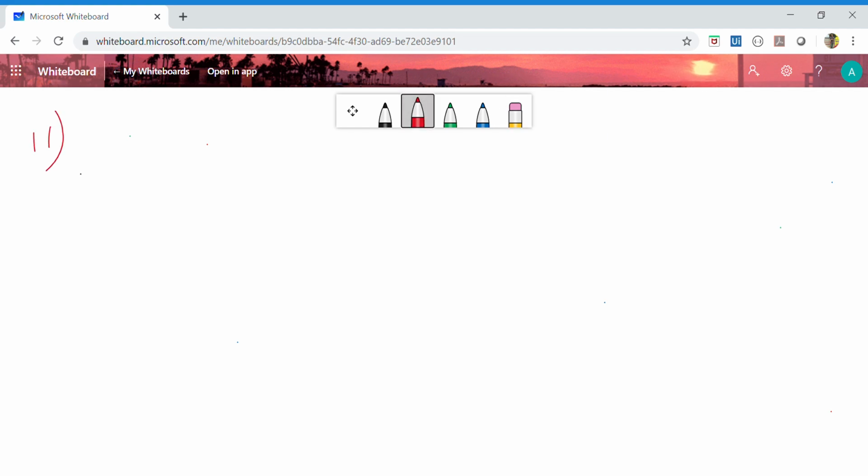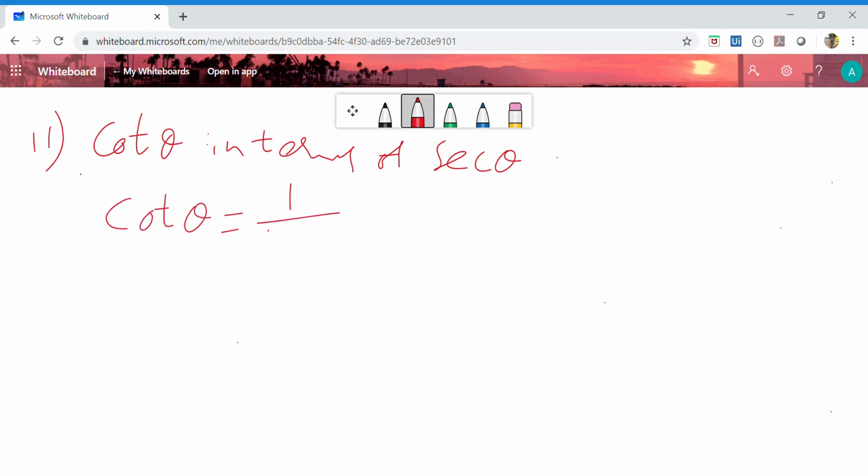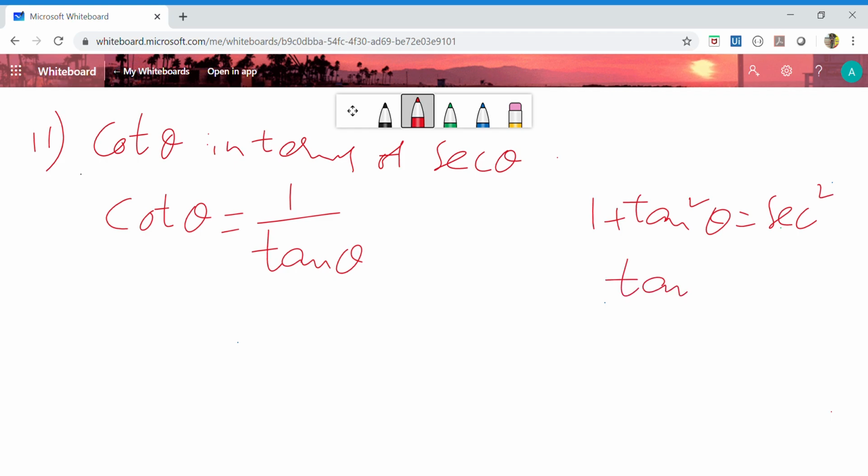Next, 11th one. Express cot theta in terms of secant theta. So cot theta, what is the reciprocal? 1 by tan theta. Why am I taking the reciprocal? Because the relation between secant and tan is there. So 1 plus tan square theta is equal to secant square theta.